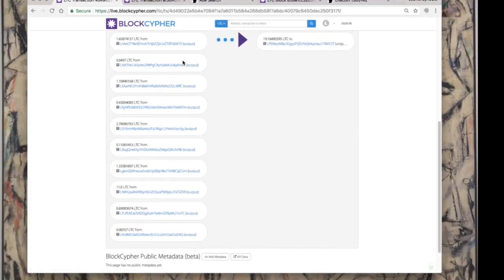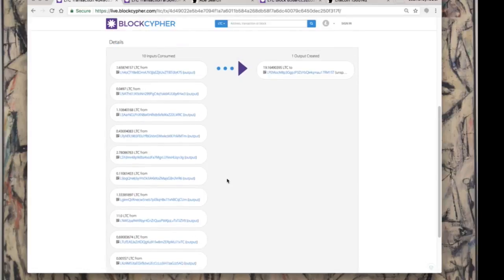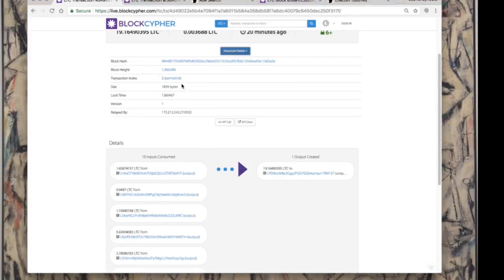Each input that you get, you have to provide a signature. And each signature that you provide takes up space. So that's why the size of this transaction right now is about 1.8 kilobytes.